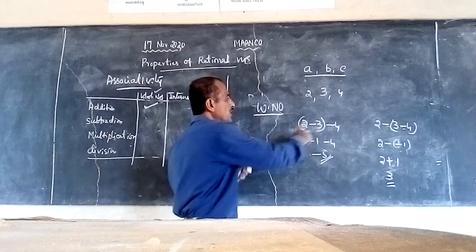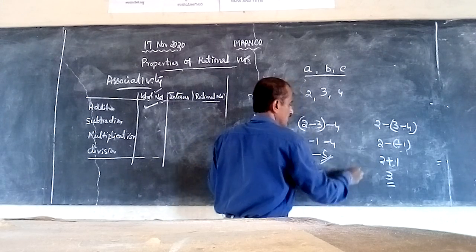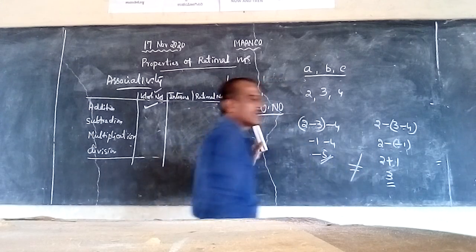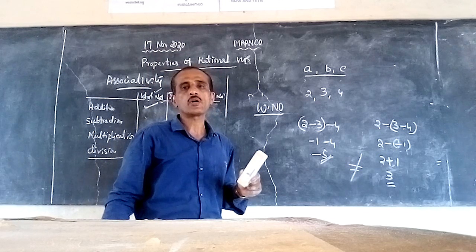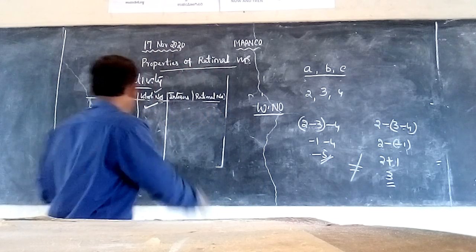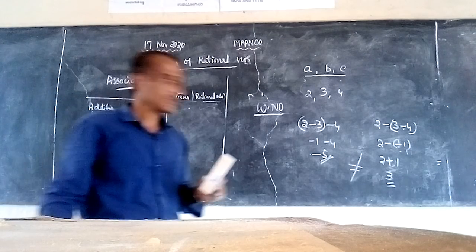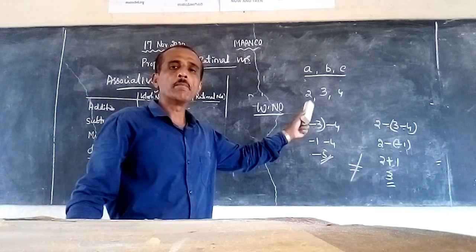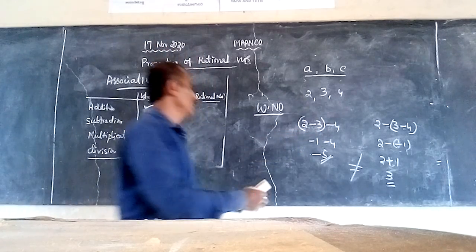So (a minus b) minus c is not equal to a minus (b minus c). Therefore, not equal. Subtraction is not associative for whole numbers, because (a minus b) minus c is not equal to a minus (b minus c).